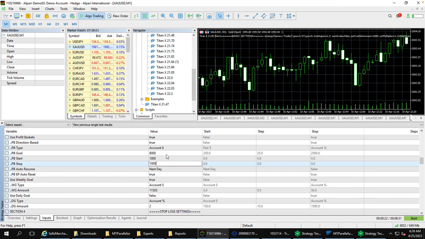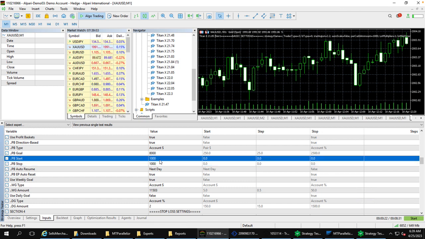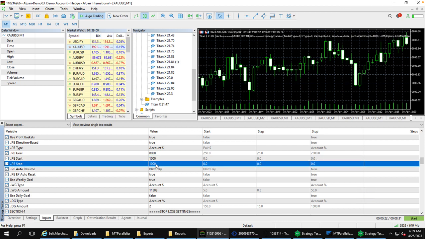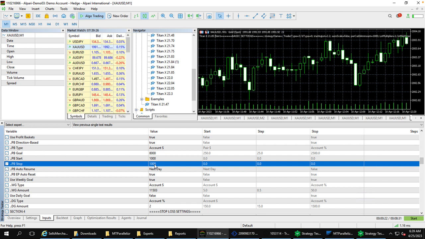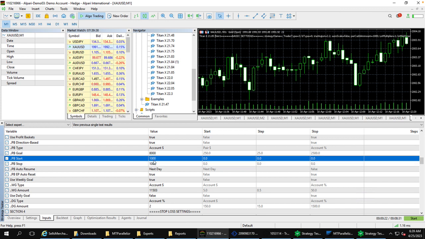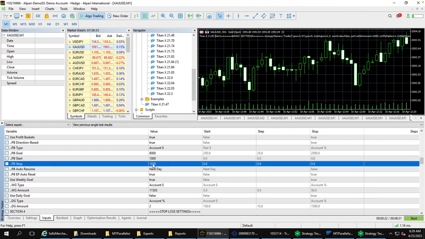What this means is when my net profit reaches $1,000, then it's going to trail by $1,000. So once I get to $1,100 profit, I'll essentially have $100 of profit locked in. The start is what triggers it, and the stop is how much it's trailing by.